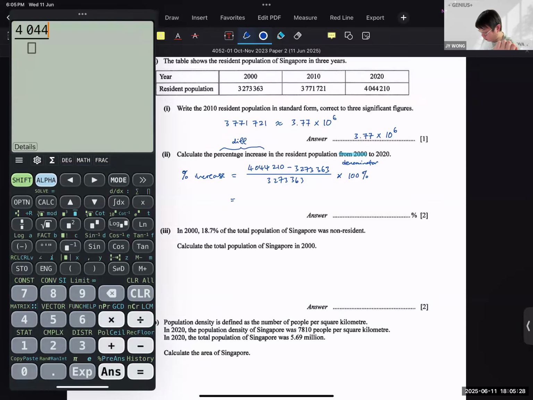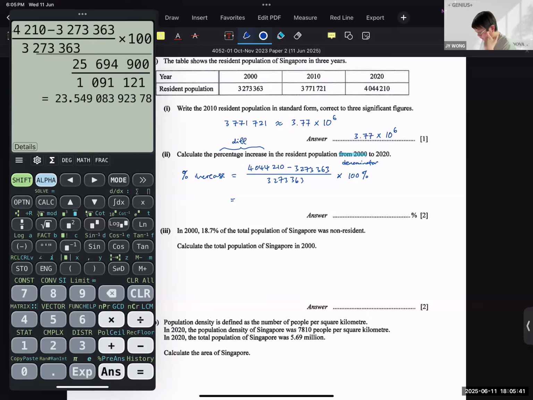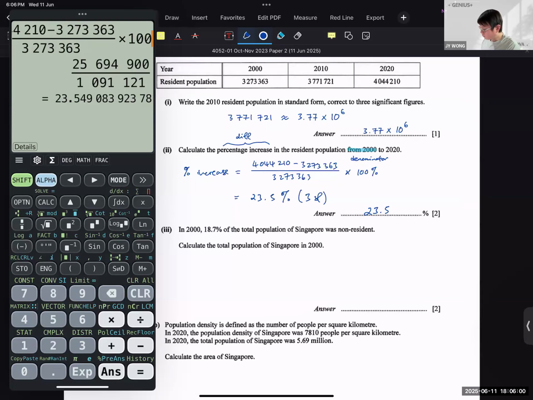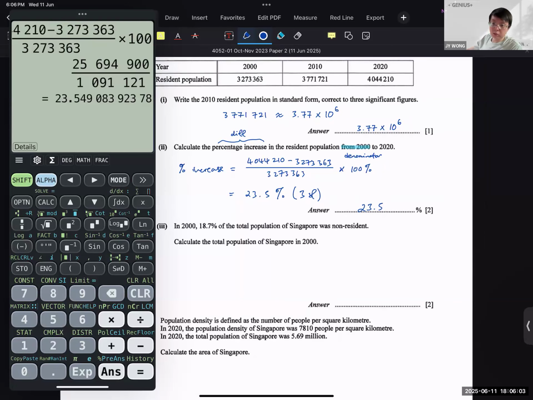So 4044,210 minus 327,3363 over 327,3363. Then you multiply by 100. This will give you 23.5% in 3SF. Okay, don't need to leave it as a fraction here, even though it is technically not wrong. The number is so big that you should always leave it as a decimal in 3SF. Okay? If you didn't show the working step, then minimally minus 1 mark. Next.